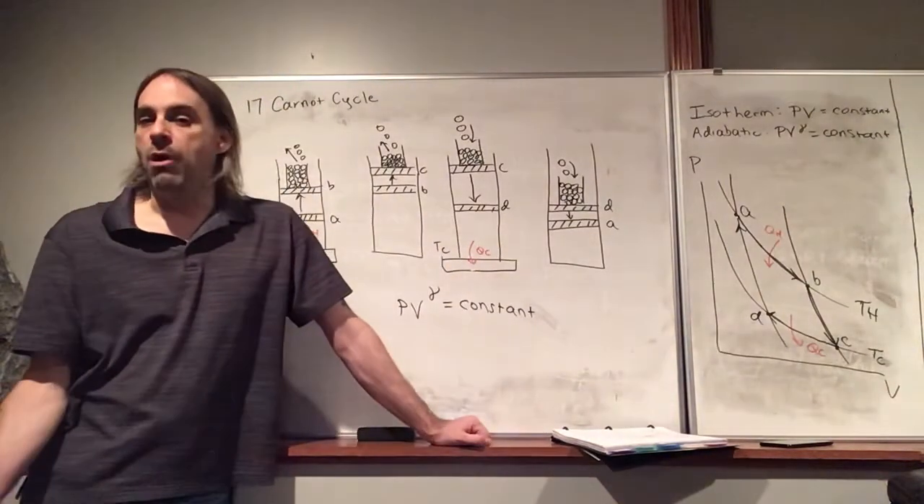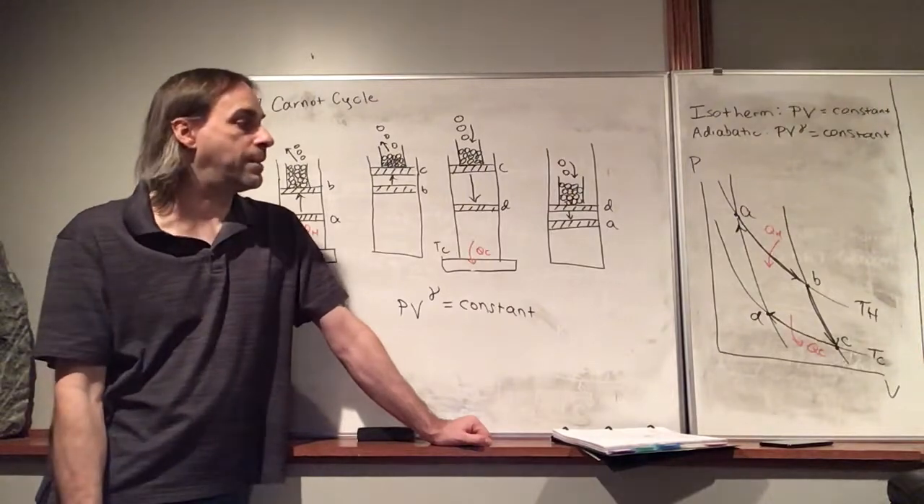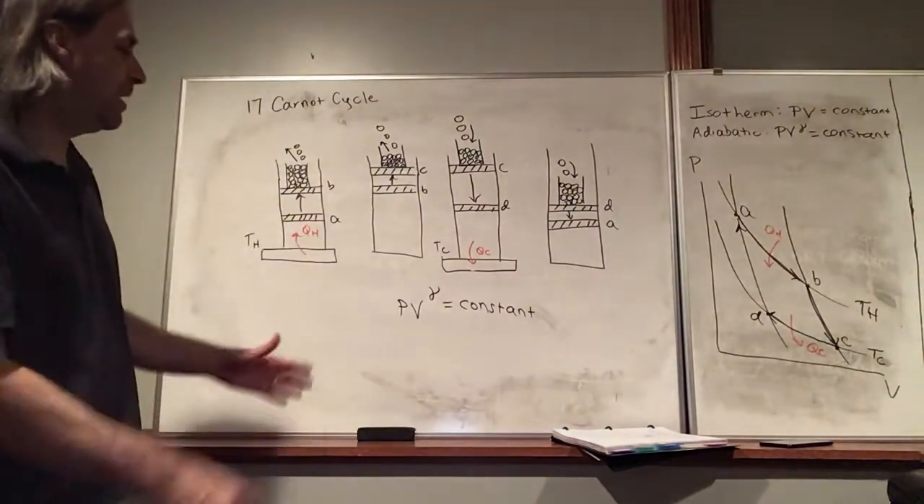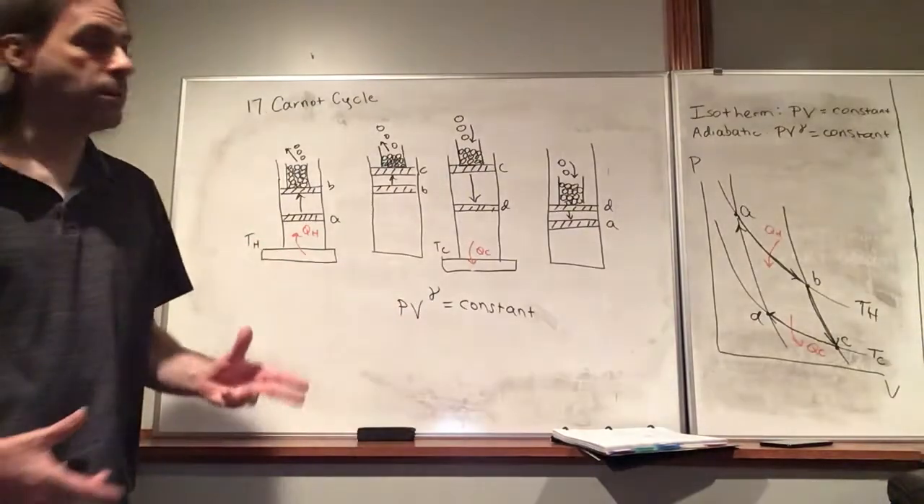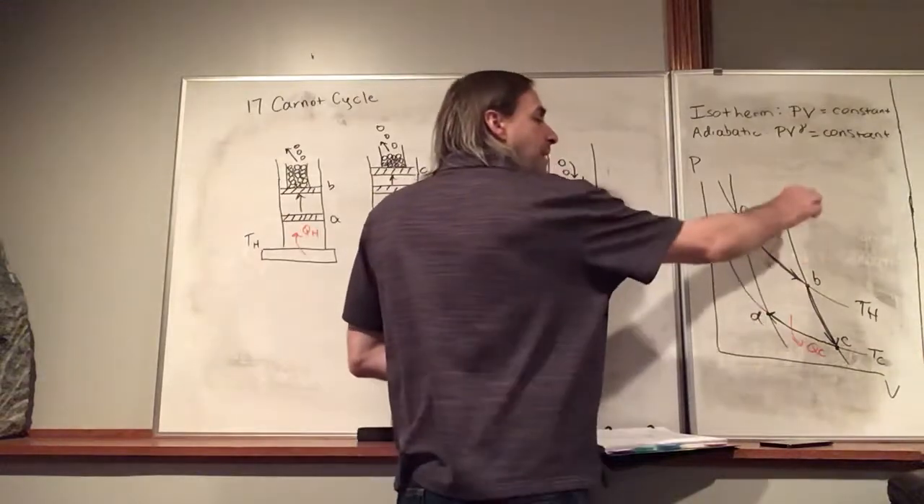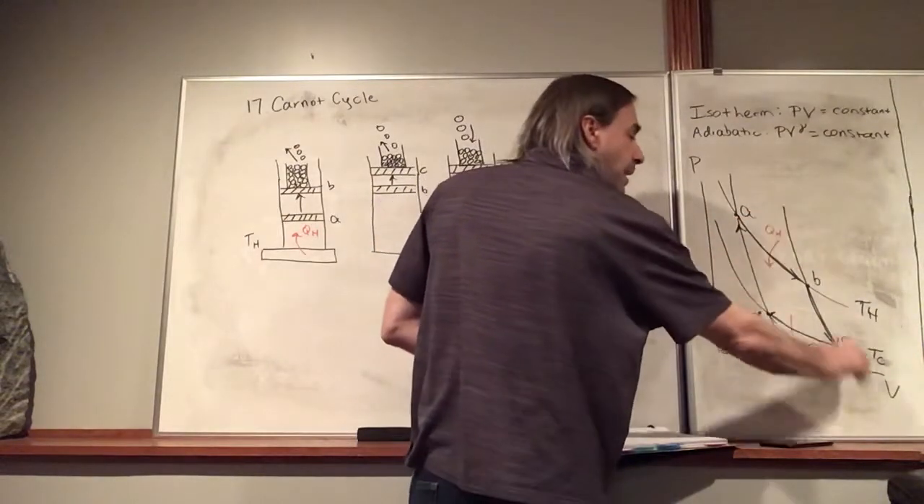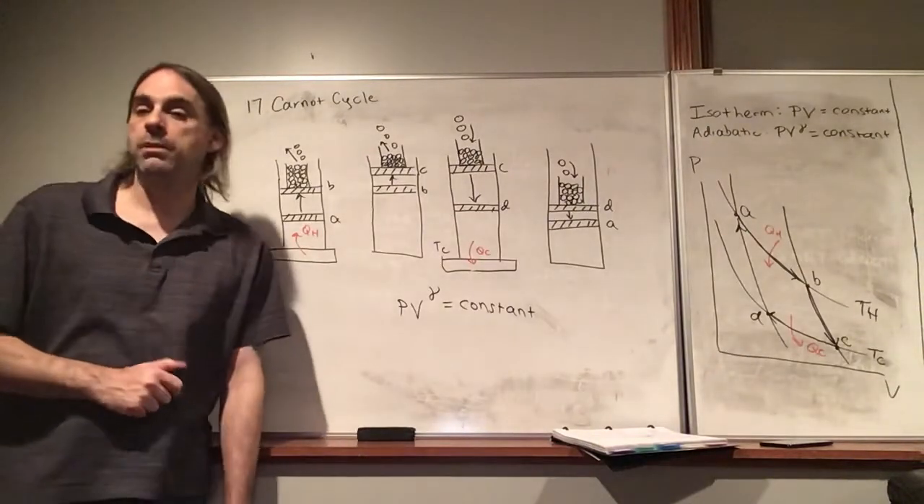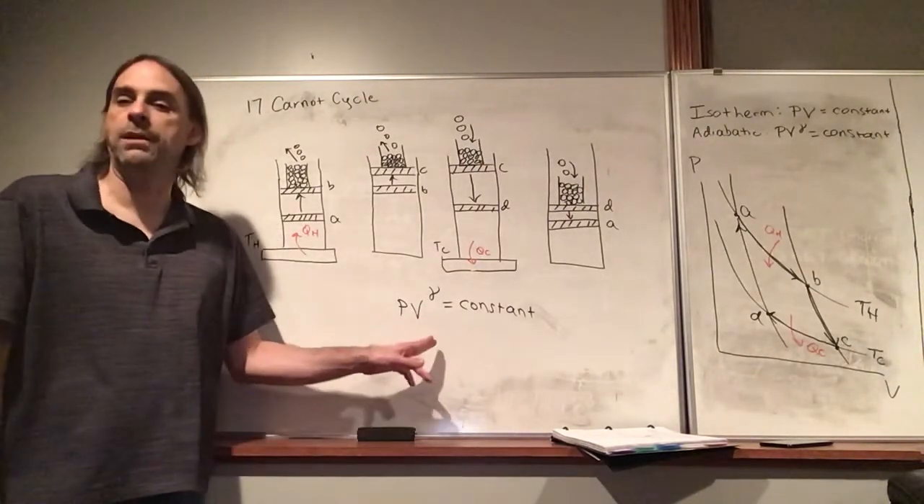Something like H2O, water vapor. That's a more complicated molecule. But anyways, gamma is a number that's greater than 1. And so on a PV diagram, if we plot this adiabatic process, it's going to look kind of like an isotherm, except it's going to be steeper, because gamma is always going to be greater than 1 for a gas.